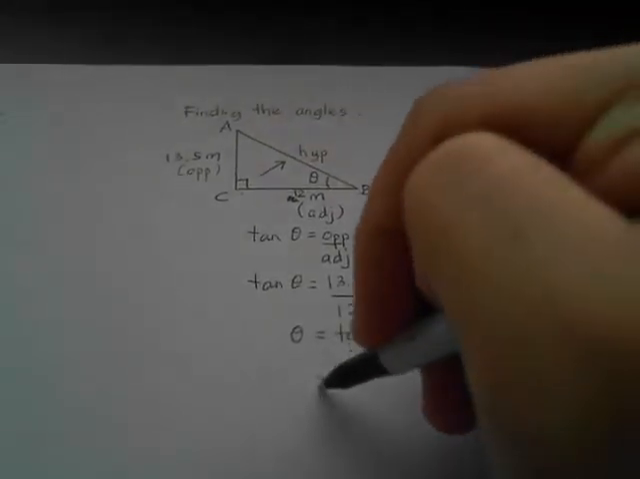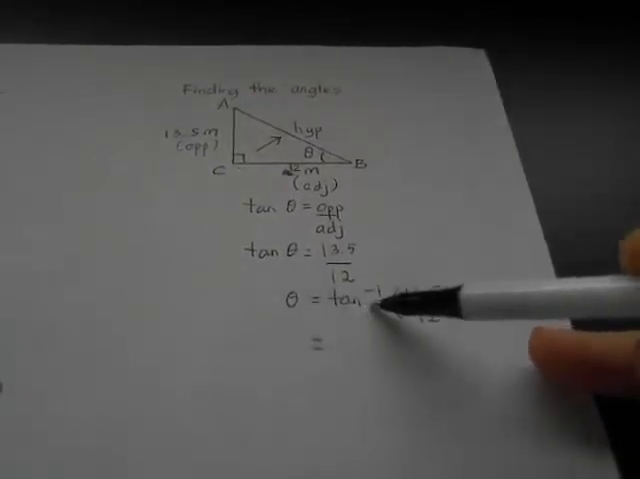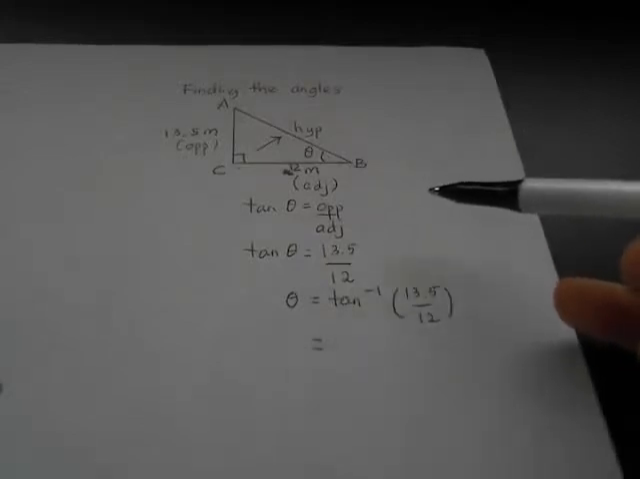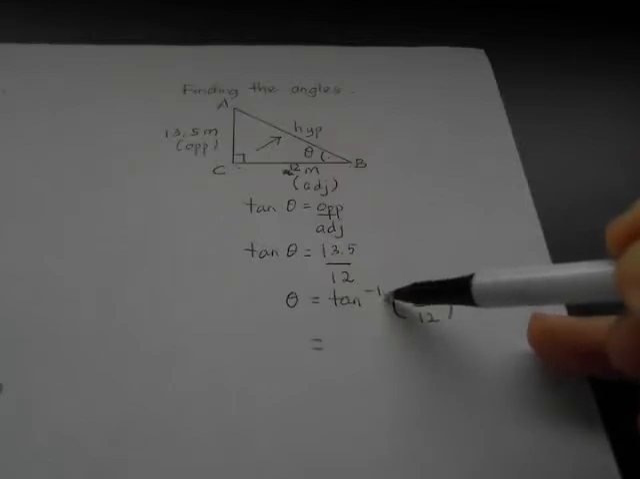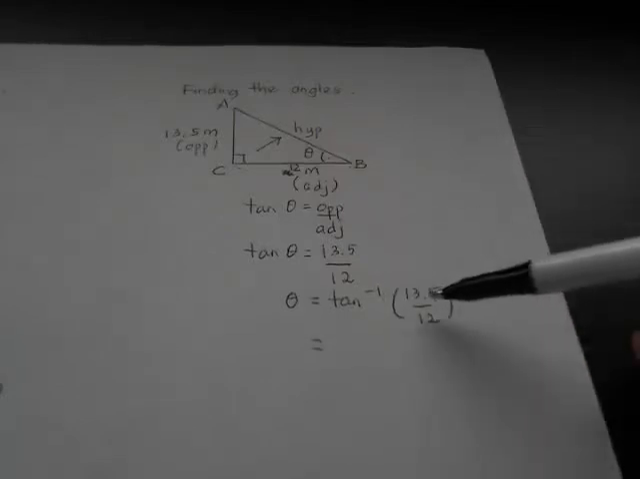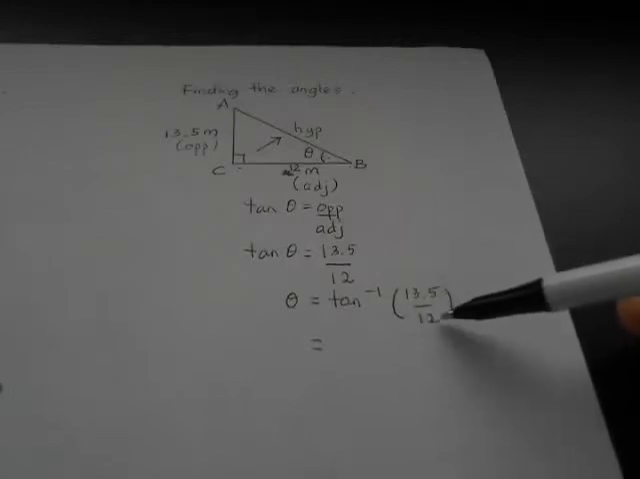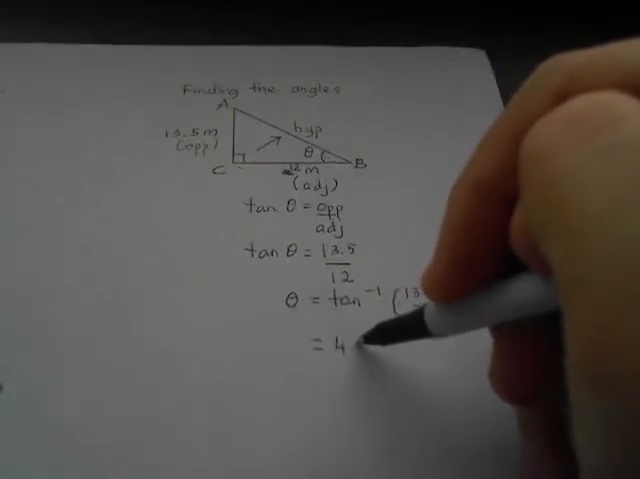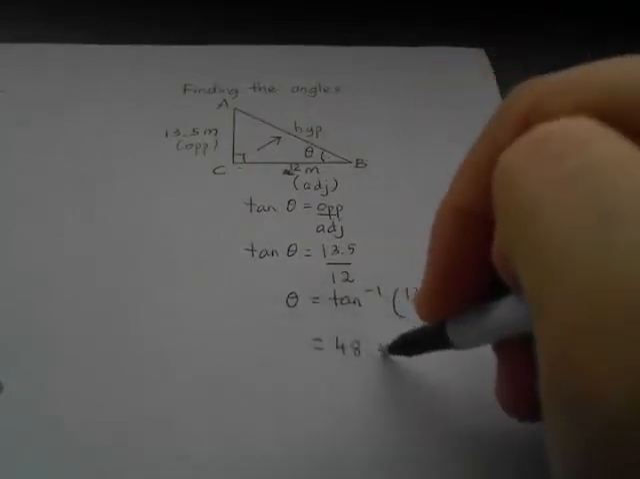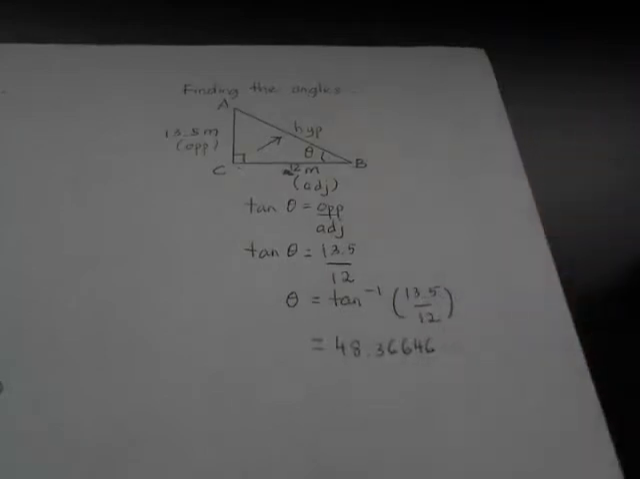In your calculator, if you want to determine the inverse of tangent, all you need to do is press shift and tangent, and it will be given to you as tan to the power of minus 1. That refers to the inverse of a tangent. Then you will just plug in 13.5 divided by 12, and you will get 48.36646 and a bunch of digits at the back.